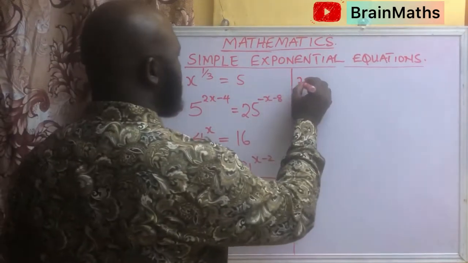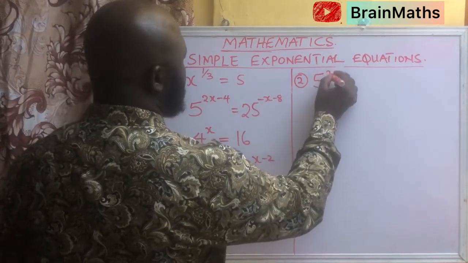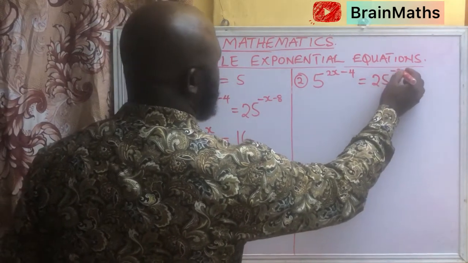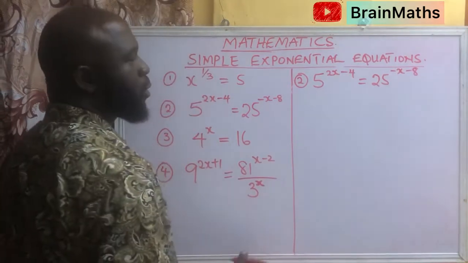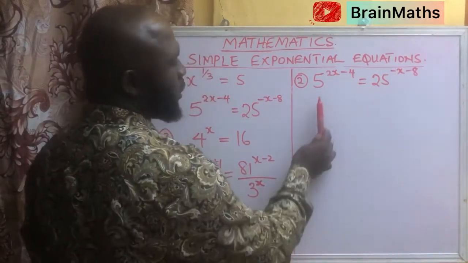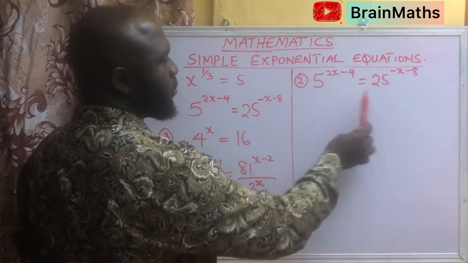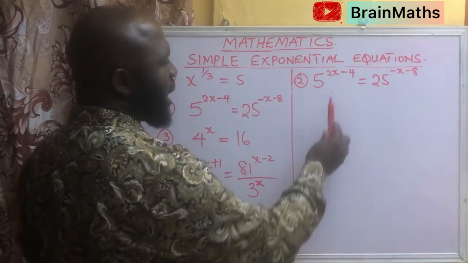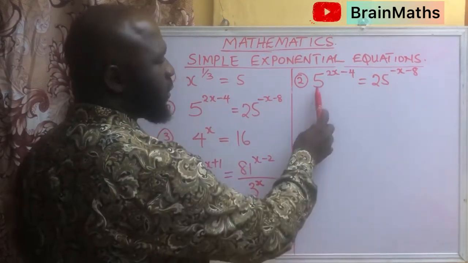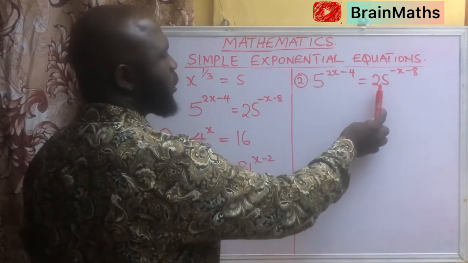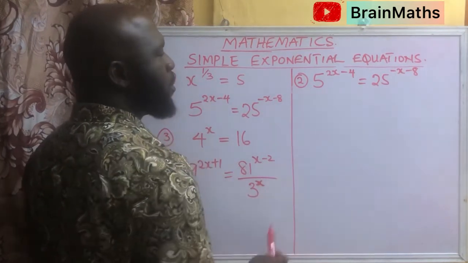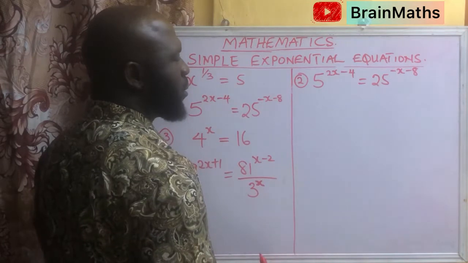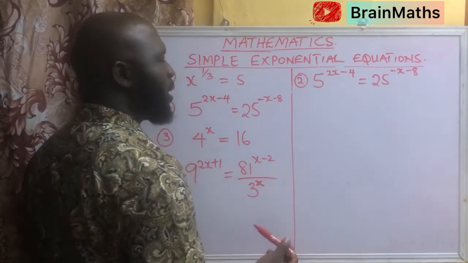Question number 2 says 5 raised to power 2x minus 4 equals 25 raised to power minus x minus 8. Now, looking at this question, you'll see that we have a power of 5 on this side, but on the other side, we have only 25. So we need to balance their base numbers. If this is 5, this has to be 5. If this is 25, this has to be 25. But there is no way we can write 5 as 25, but we can write 25 as a power of 5 having a power of 2.